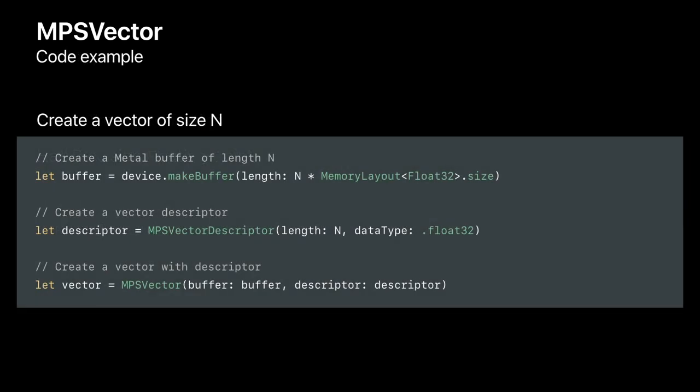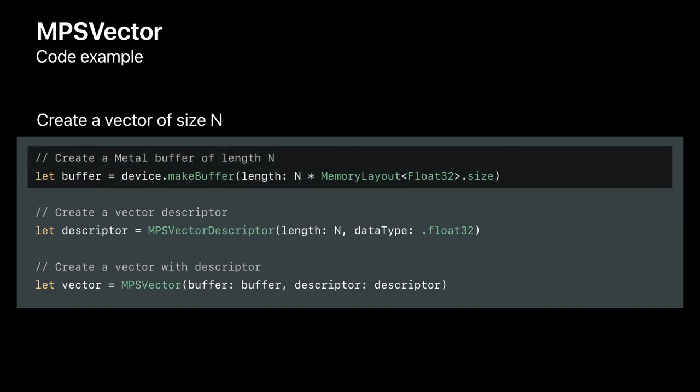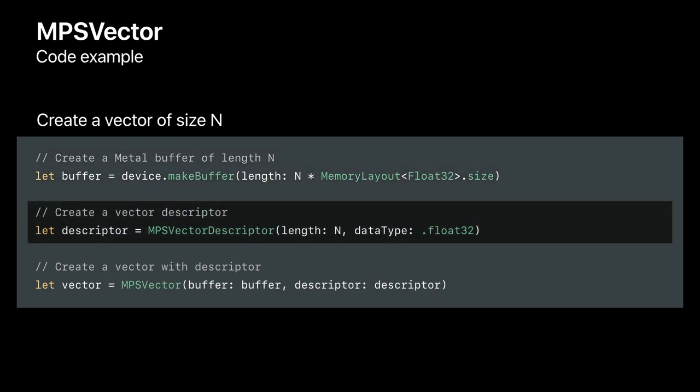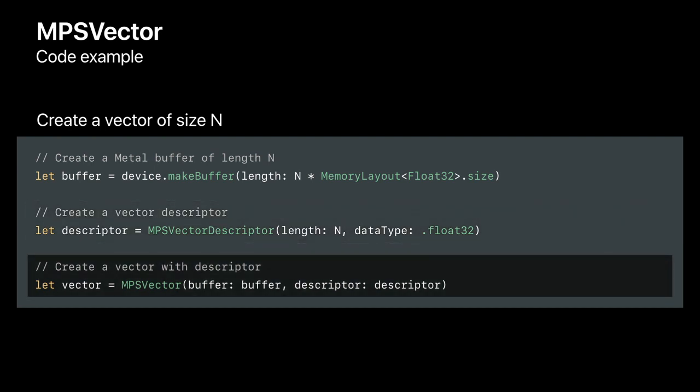And now let's take a look at how we can create an MPS vector of size n. If you don't already have a Metal buffer, you need to create one. Then you need to create a descriptor for your vector. Note here that you specify the length of the vector. That's because the vector can be made from a portion of the original Metal buffer, and all the related offsets can be set in a kernel that will use this vector. And then the last step is creating a vector from the buffer and with a descriptor.